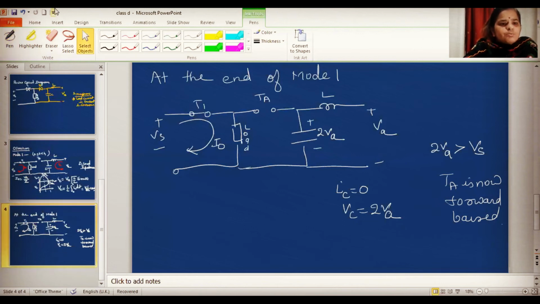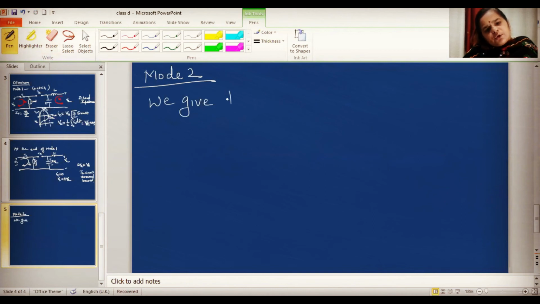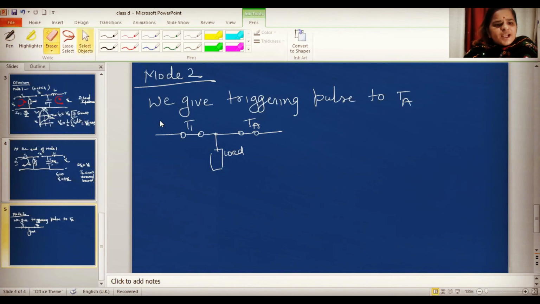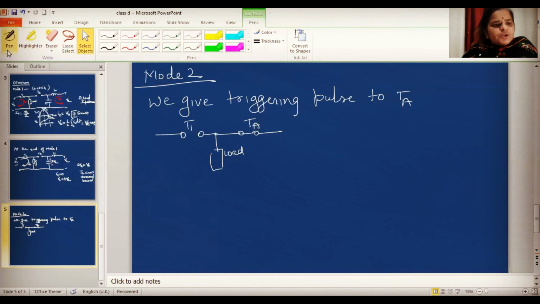Now let us talk about mode 2. In mode 2, we give the triggering pulse to TA, as TA is already forward biased at the end of mode 1. So T1 and the load. Now as soon as we give the triggering pulse to TA, what will happen? The instant at which we give the triggering pulse to TA, it will be on and T1 will be off.